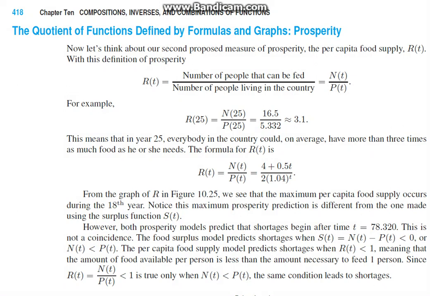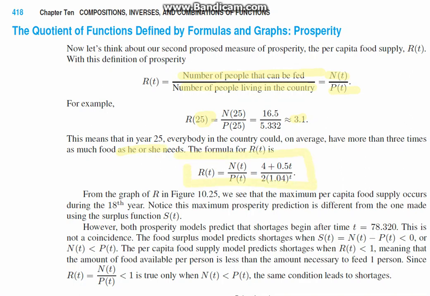So moving on, we have now the quotient of functions defined by formulas and graphs. Prosperity. Okay, so now let's think of R(t) as number of people that can be fed over the number of people living in the country. So now we're doing N(t) over P(t). So what that gives us is basically around 3.1, which means that in year... Oh, my bad. If the year is 25, we're going to get 3.1, which means that in year 25, everybody in the country could on average have more than 3 times as much food as he or she needs. So this is going to be the formula for R(t).